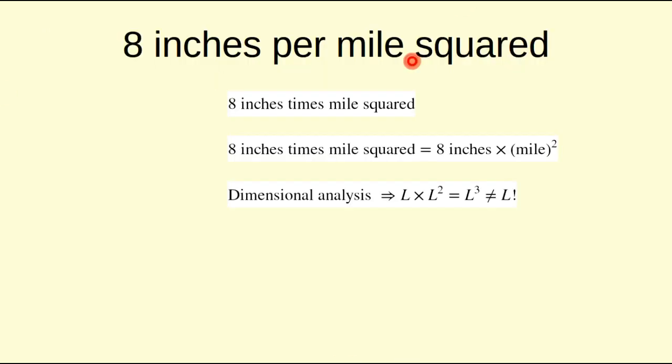What about not going to divide then? What about timesing, multiplying? More mathematical. 8 inches times mile squared. So do that again dimensionally, it ends up being L cubed, which are the units of volume. So that can't be a length, therefore that is incorrect. We're not getting very far here, are we?